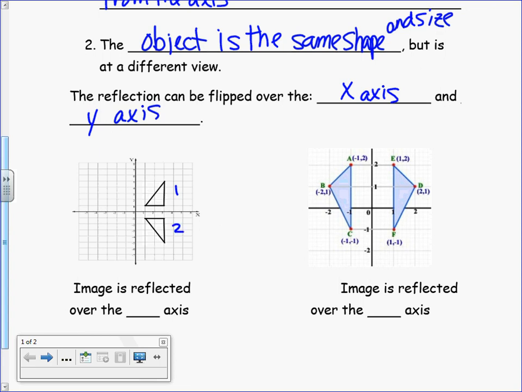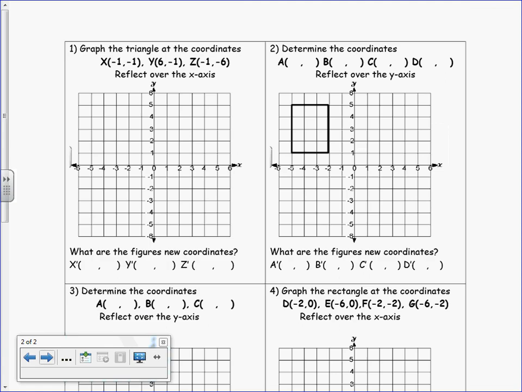Image 1 is reflected over the what axis? You can see it just went from up here, down here, so it's over the x-axis. There's our x-axis right there. This image, here's image 1, here's image 2. Image 1 got flipped over the what axis? And that would be the y-axis. So let's go ahead and practice this, okay?